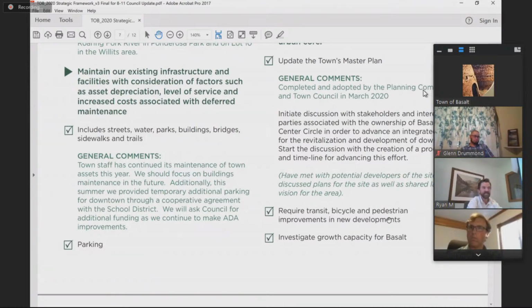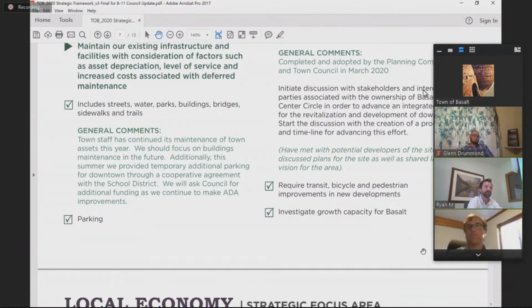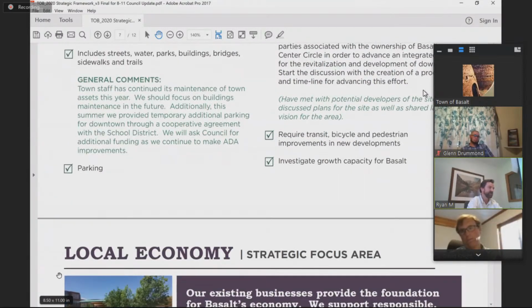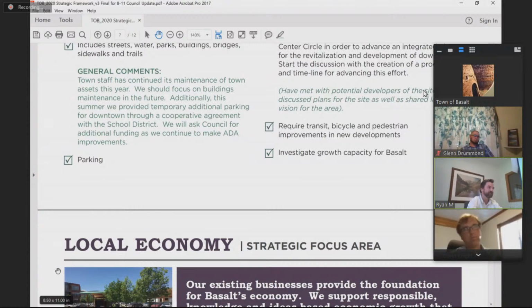And then also investigating the growth capacity. We talked about this at the council level during the plan, and I think the direction during that time was that we've got a good master plan that really provides direction for growth, and doing a carrying capacity study is probably outside of the scope of what we're able to do.